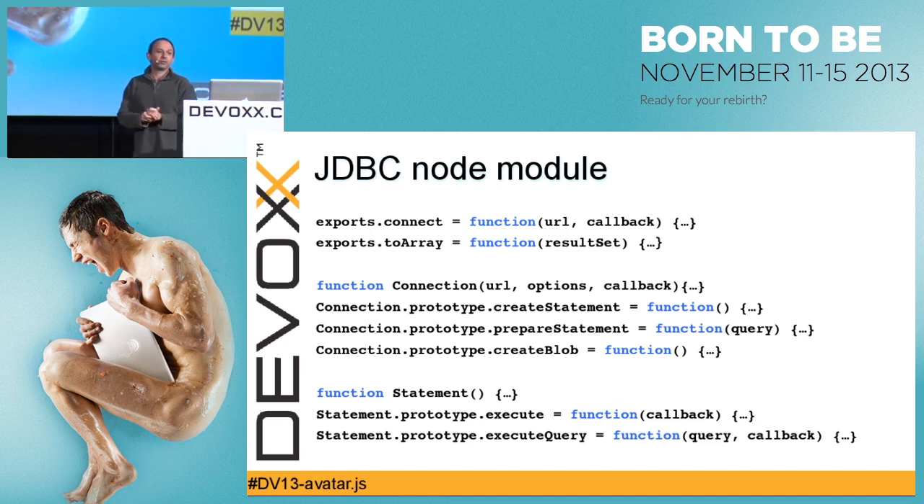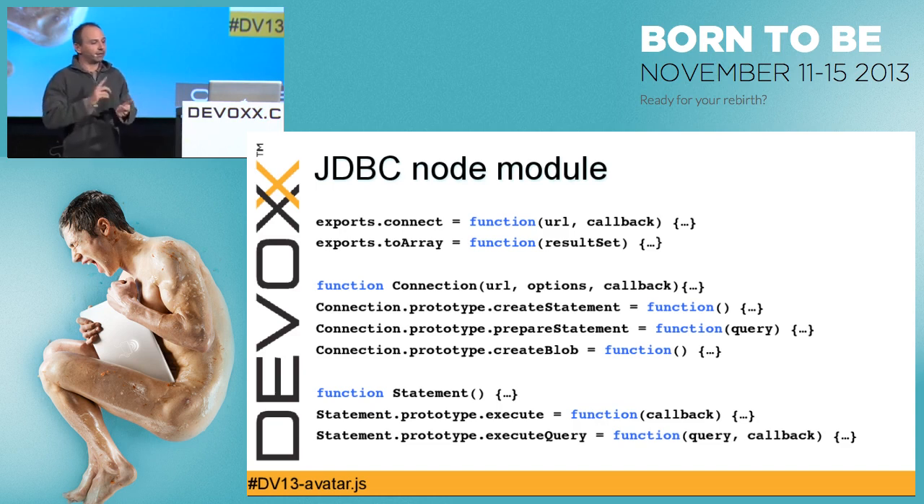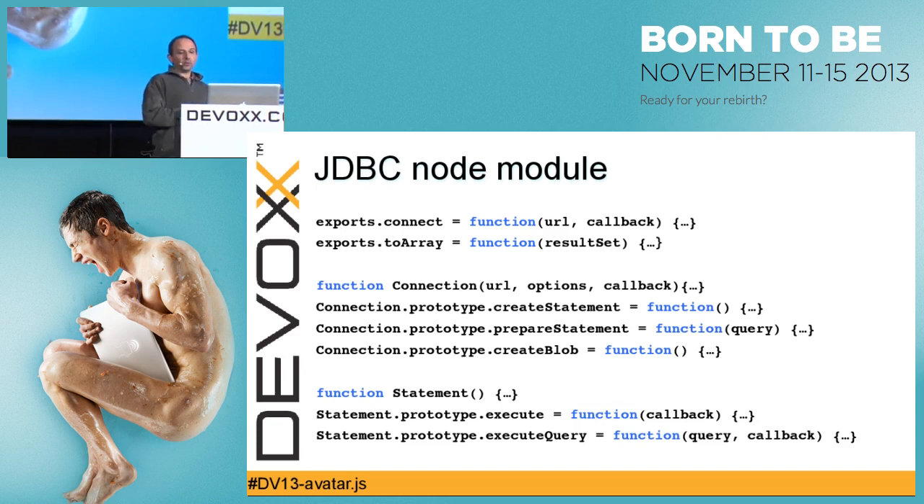This module also defines a connection class that is mainly wrapping the JDBC connection, the Java connection class, with the methods you generally find on this connection class in Java. Create statement, prepare statement, create blob. We didn't wrap everything, just what we needed for the demo.